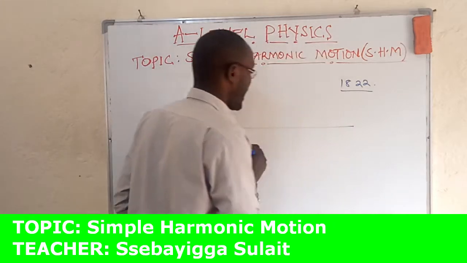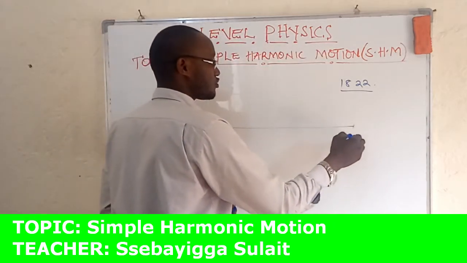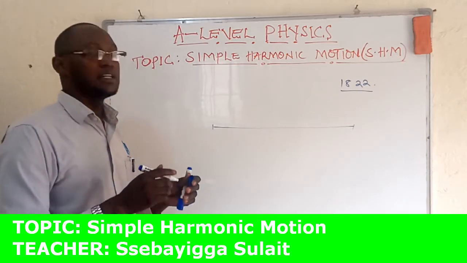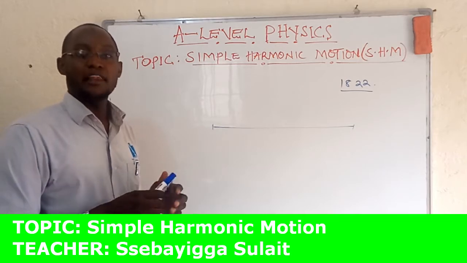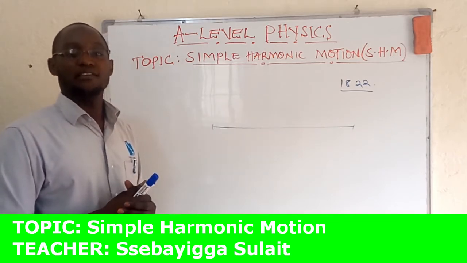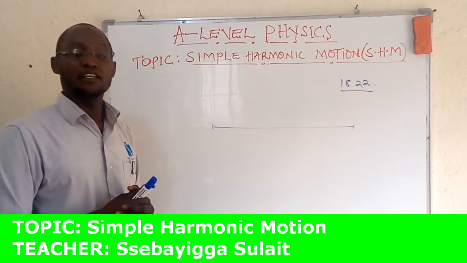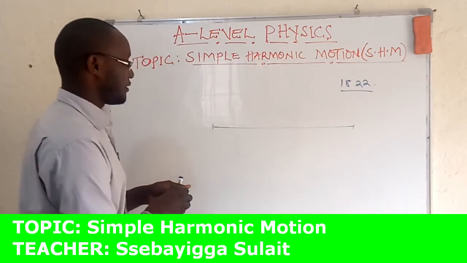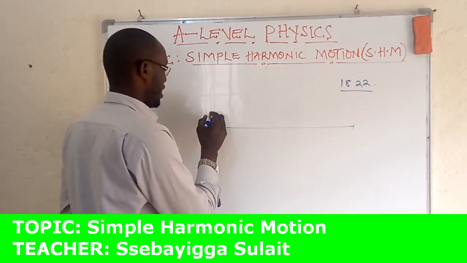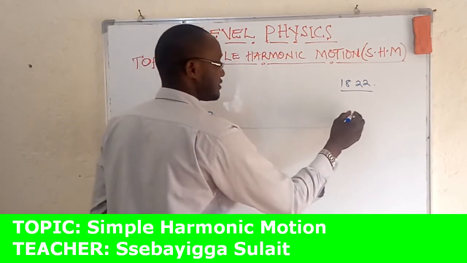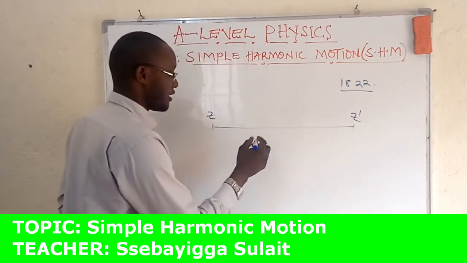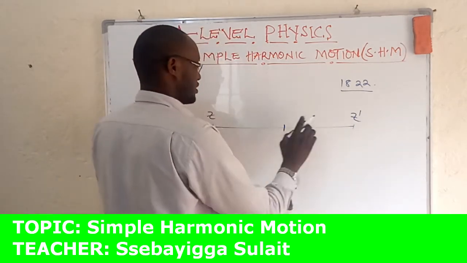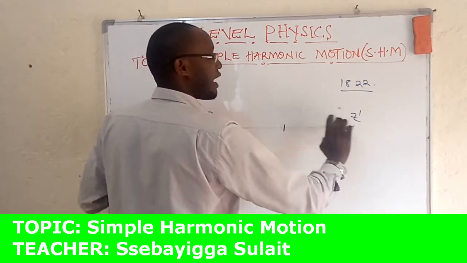We are going to see that simple harmonic motion is of two types. We have linear simple harmonic motion, and then circular simple harmonic motion. Those are the two categories. Now, looking at linear, assuming I have a point here, Z, and this is Z prime, and then we have a mean position, with an oscillating body on a particular path.